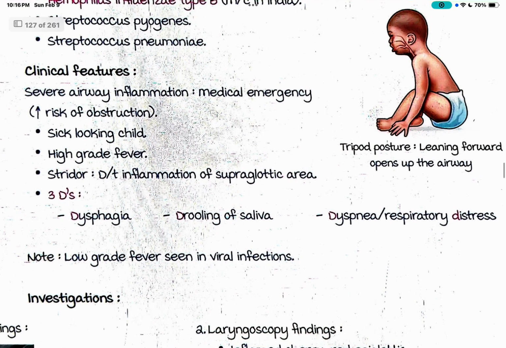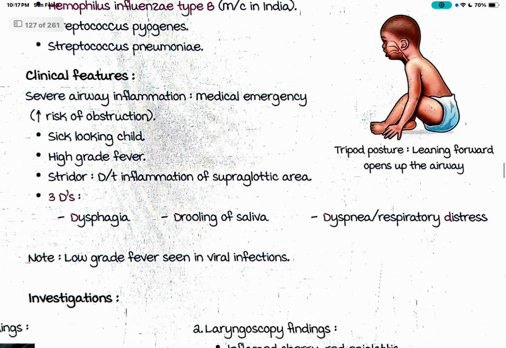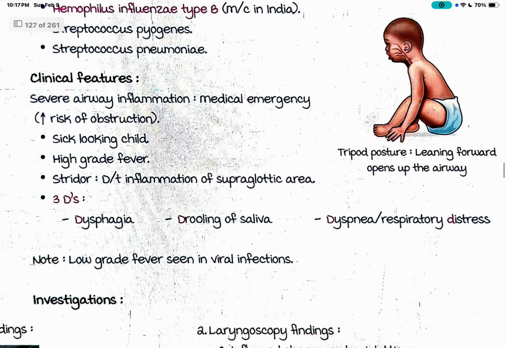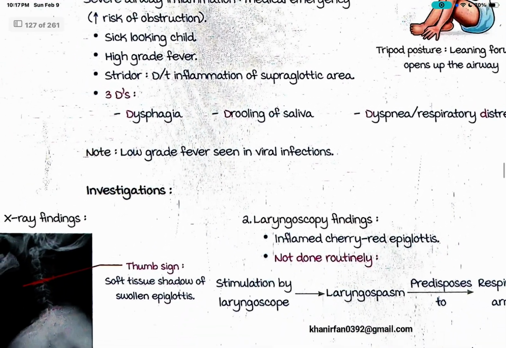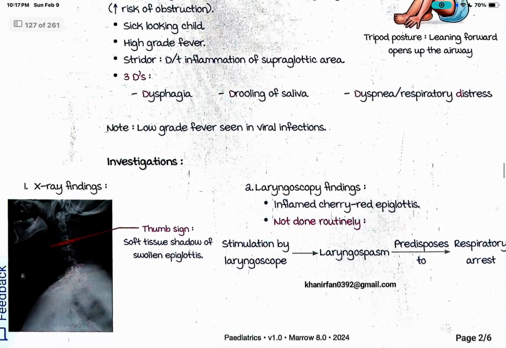Clinical features: severe airway inflammation is a medical emergency, with increased risk of obstruction. It's a sick-looking child with high grade fever, stridor due to inflammation of supraglottic area. The 3Ds of epiglottitis are dysphagia, they cannot eat; drooling of saliva because it is difficult to swallow; and dyspnea, respiratory distress. Low grade fever is seen in viral infections.